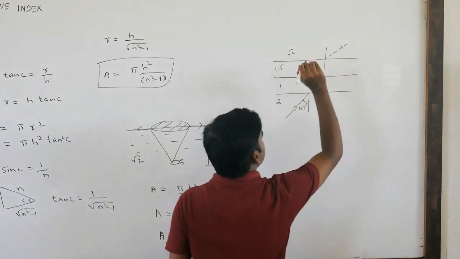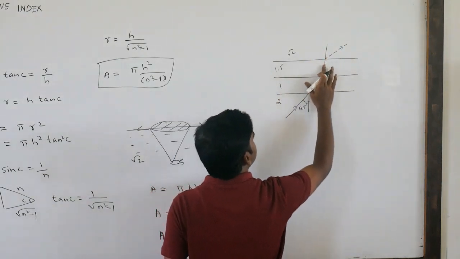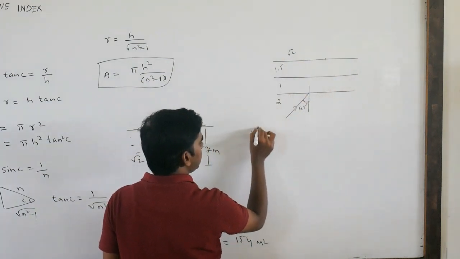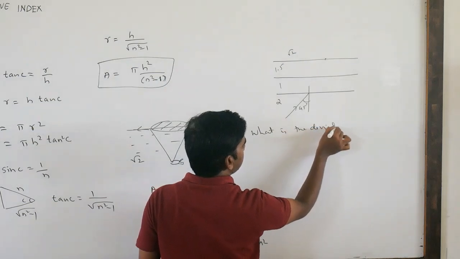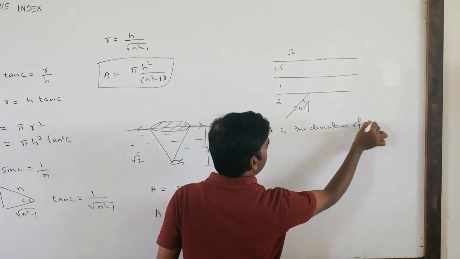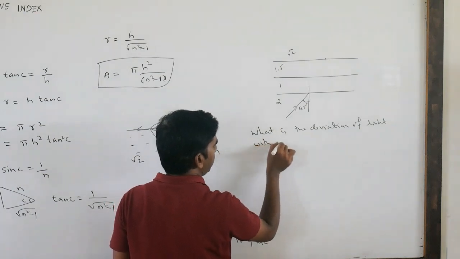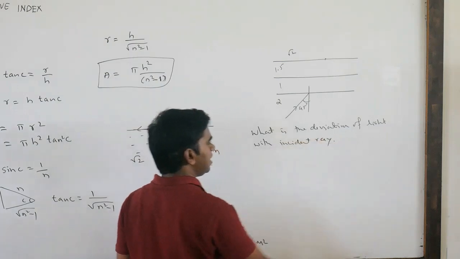Okay. What they are asking, what is the diagram they want to give? Just it is a medium. Okay. This much they have given. So what is the question? The question is: what is the deviation of light with respect to the incident ray? They are asking for the deviation.